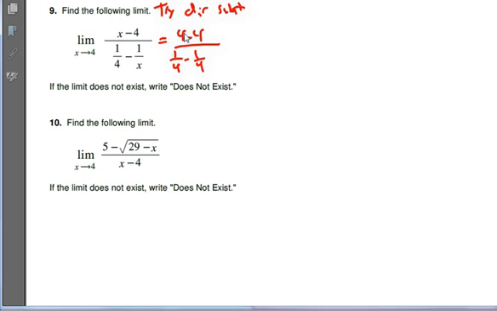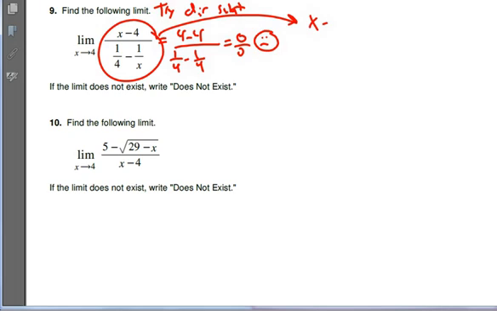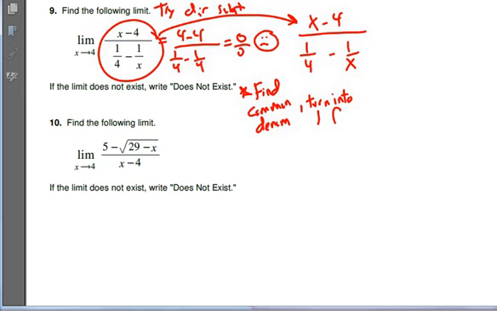And plug in 4, and I get 4 minus 4 in the numerator and 1 over 4 minus 1 over 4 in the denominator, and we don't like that. That's a 0 over 0, sad face. So we're going to try to do some simplification here, do some algebraic techniques. So let's find a common denominator in this denominator term, and turn this whole thing into one fraction, and maybe something will work out for us here.